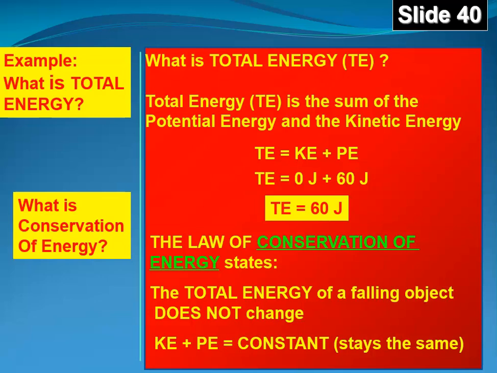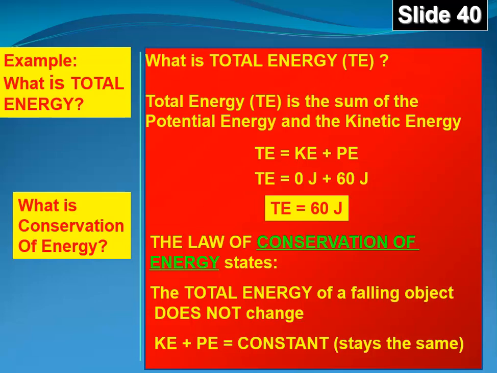So if you were holding a pencil above the ground and you calculated using mgh that it has 60 joules of potential energy, and since you're holding it, it's not moving, so it has no kinetic energy, then that means the total energy in that pencil would be 0 plus 60, or 60 joules.